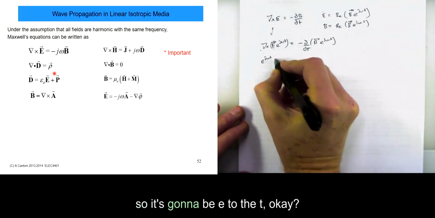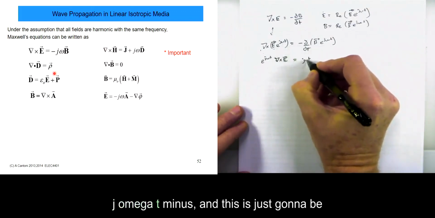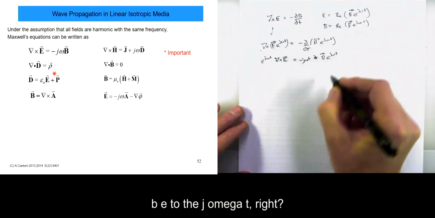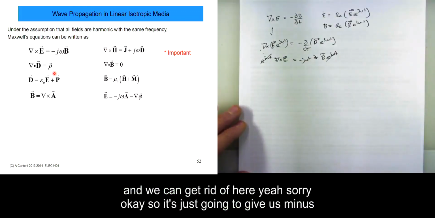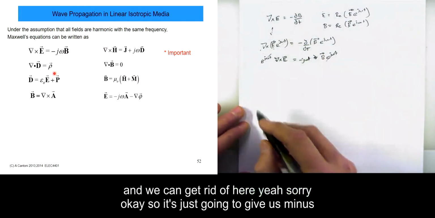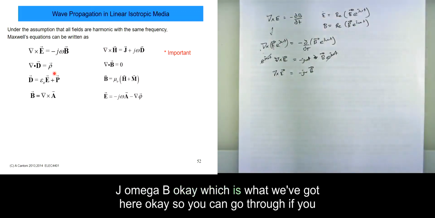So it's going to go to e to the j omega t, and this one we know is going to be j omega, and this is just going to be B e to the j omega t. We can get rid of the exponential here, minus, sorry. So it's just going to give us minus j omega B, which is what we've got here. You can go through that if you really wanted to.